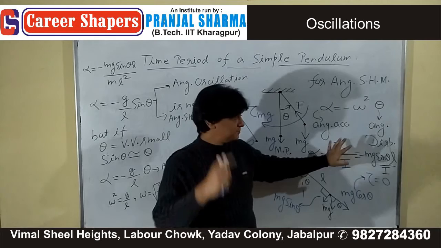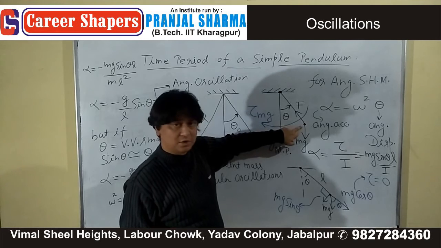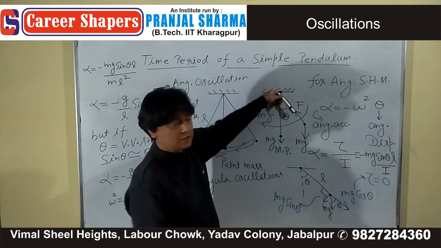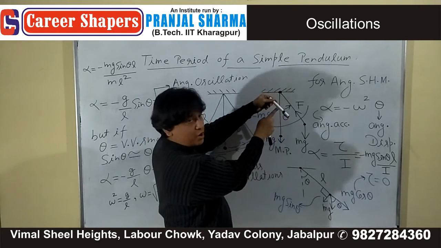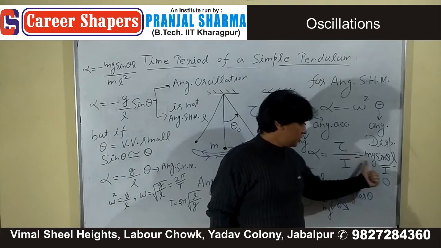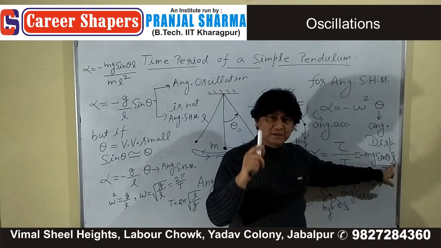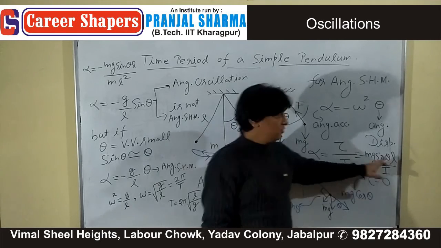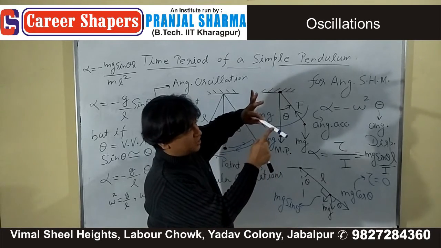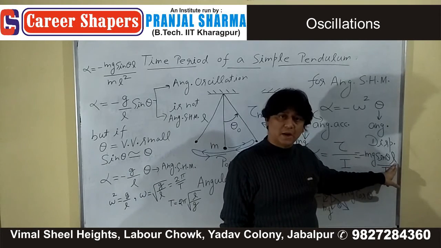Now look at the changes. For this ball, mg was acting at this position. But if you have a rod, your mg will act not at this point, but at this point, which is the center of mass. If it is the center of mass, then torque will be same, but instead of writing L, you will write the distance of center of mass from the point of suspension. So if we have a rod, what is the length of center of mass? L by 2. You will write L by 2.